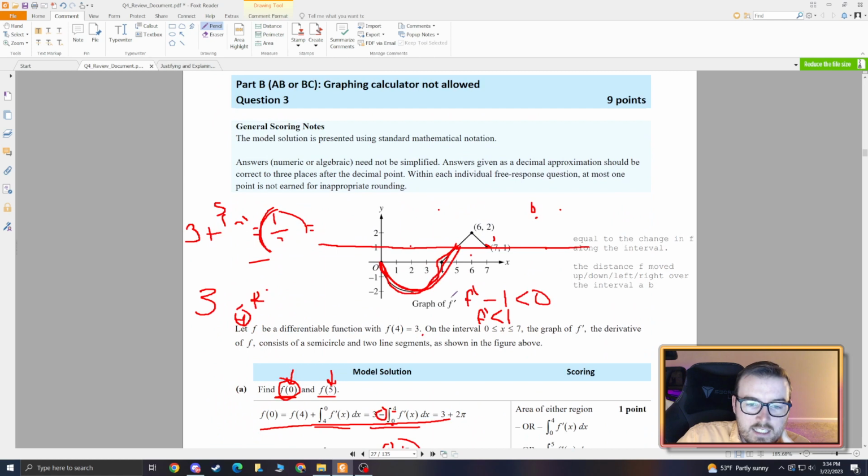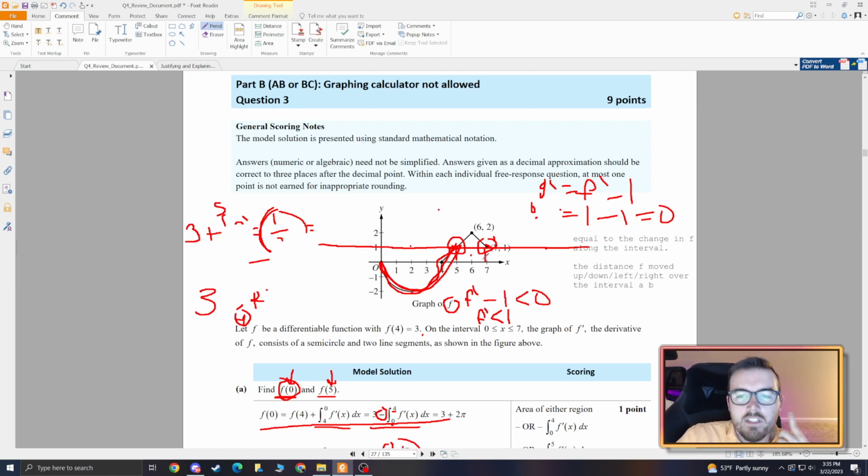When this is f prime, and g prime is f prime minus 1, f prime is equal to 1 here at 5 and here at 7. It's equal to 1 at 5 and 7. And therefore, g prime would be 0 because 1 minus 1 is 0. So that's where 5 and 7 are coming from.